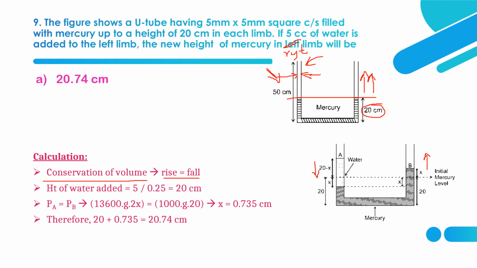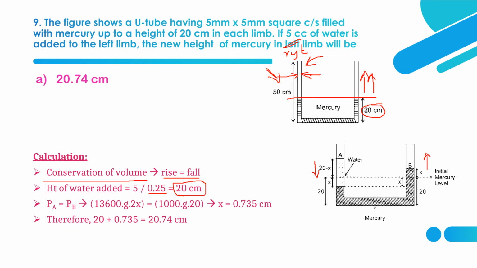Now, the height of water added: 5 cubic centimeters of water is added. So what is the corresponding height? We can find that by using the cross-sectional area of the tube. What is the cross-sectional area? 5 mm squared, so 5 into 5, 25, and we are calculating in terms of centimeter squared. So that's why 0.25. So 5 by 0.25 gives 20 centimeters of water column added.